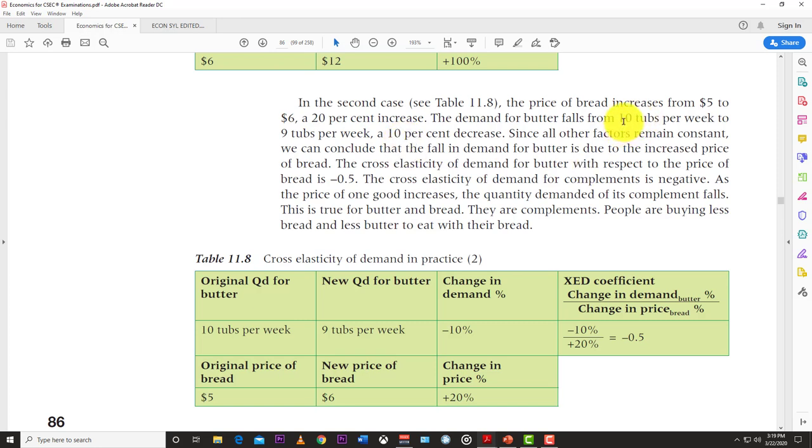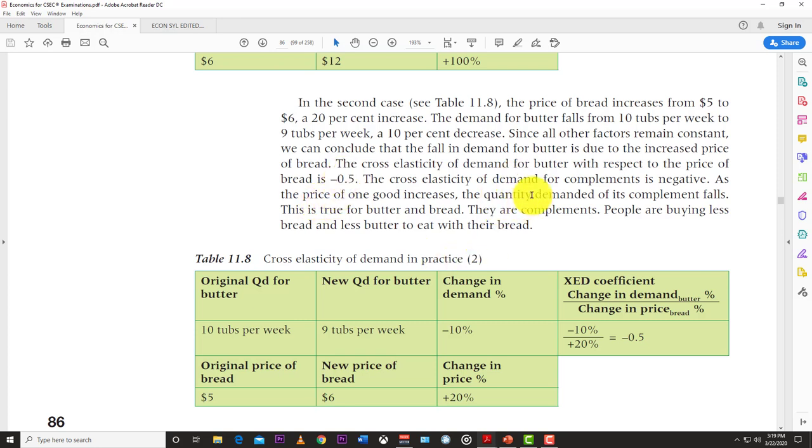Again, you take away the 9 from the 10, you have 1, you put the 1 over the 10, and so you get the 10%. All right, since all other factors remain constant, we can conclude that the fall in demand for butter is due to the increase in price of bread. The cross elasticity of demand for butter with respect to the price of bread is negative 0.5.